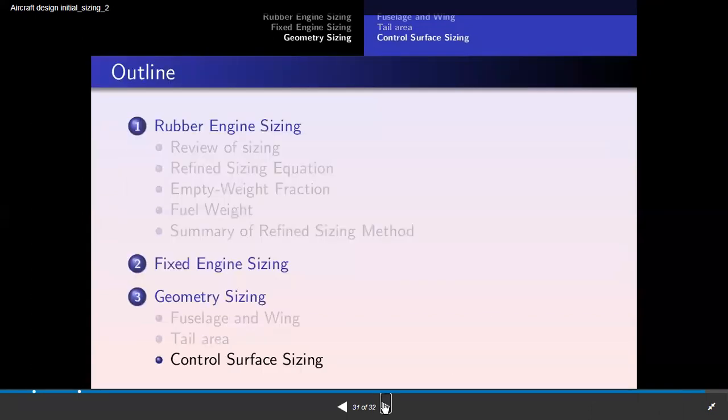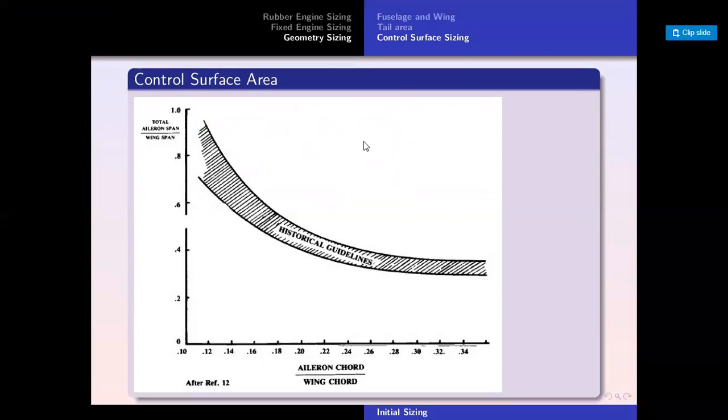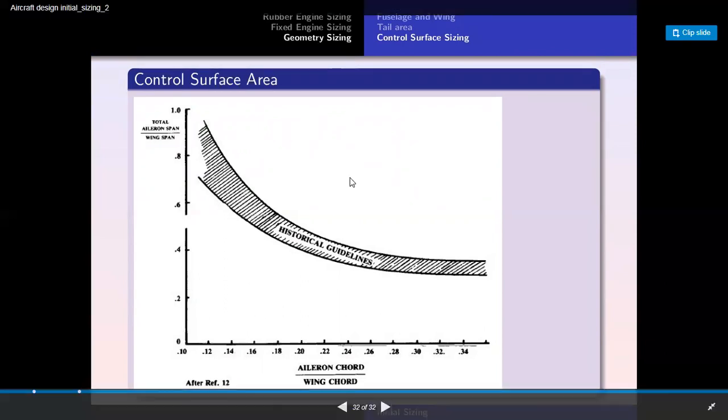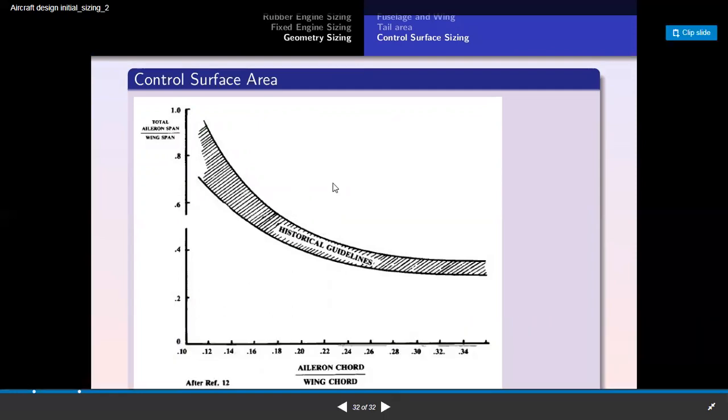Clear? And next is control surface sizing. What are the control surfaces? We know these are the horizontal tail, vertical tail, and ailerons, rudders, and elevators. These are all the control surfaces, and we have primary control surfaces as well as secondary control surfaces. Mainly, among the primary control surfaces on the wing, we have ailerons. So we compare aileron chord versus wing chord to check the sizing of the aileron. You know the function of the aileron is to roll the aircraft. We have the rudder, which is mainly to yaw the aircraft, and the elevators, to pitch up and pitch down.